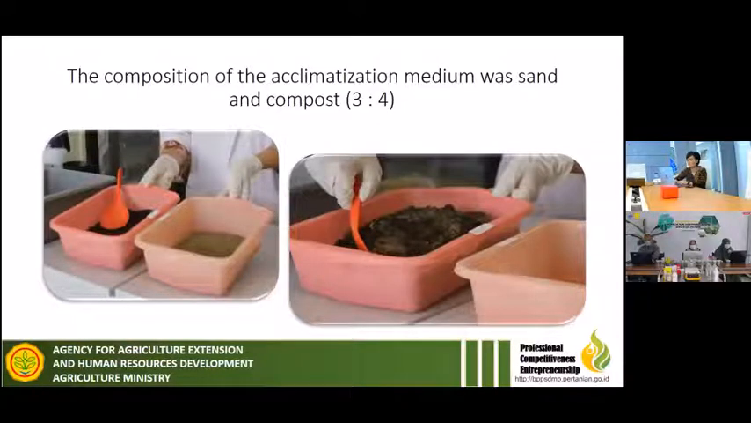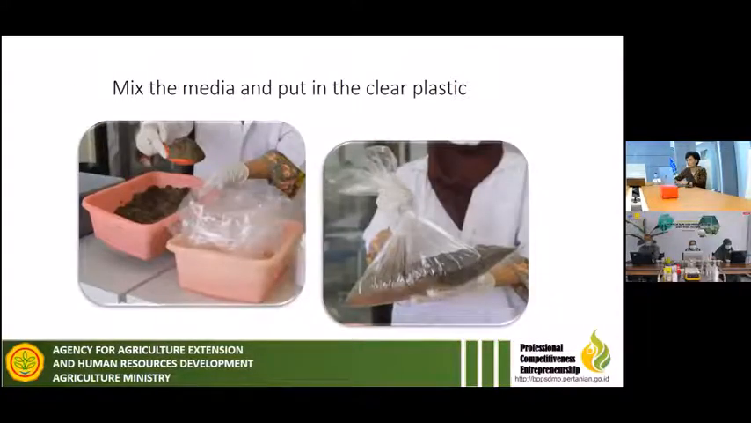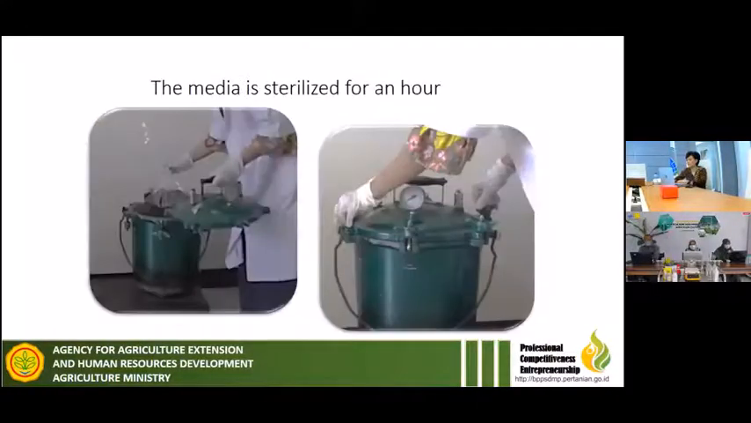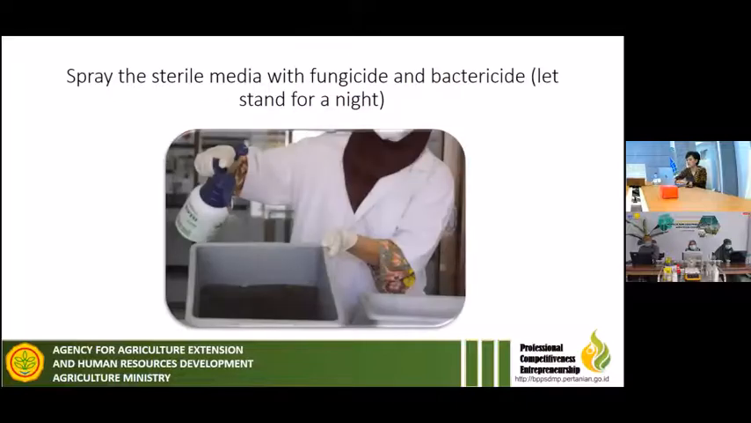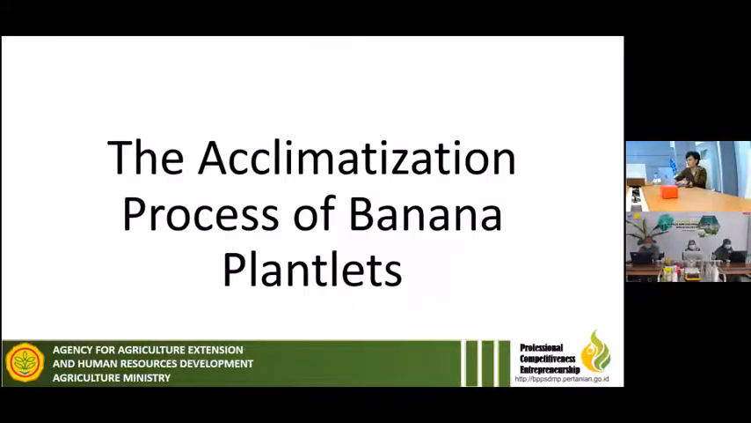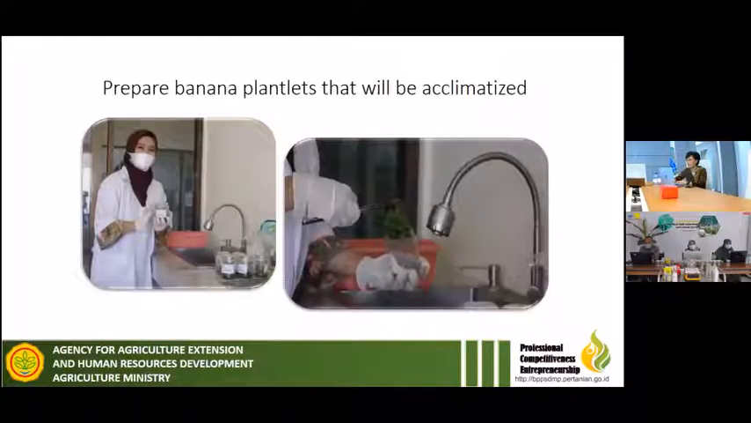And to prepare the acclimatization media, as you see in the video, for the first acclimatization media we need to arrange the medium, which is sand and compost. We mix the media and put it in a clear plastic bag. After that, we need to sterilize it, and we cool it in the plastic tray. We also sterilize the media using fungicide and bactericide and let it stand for a night or for a day.